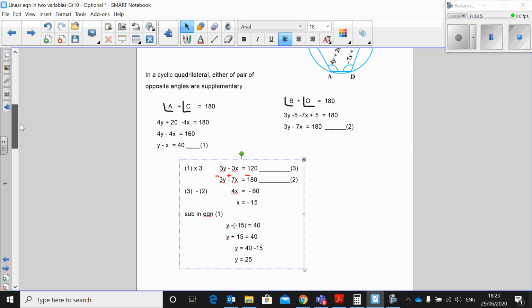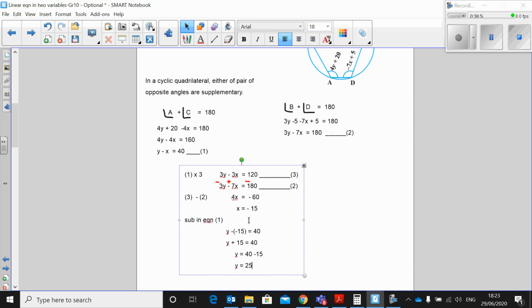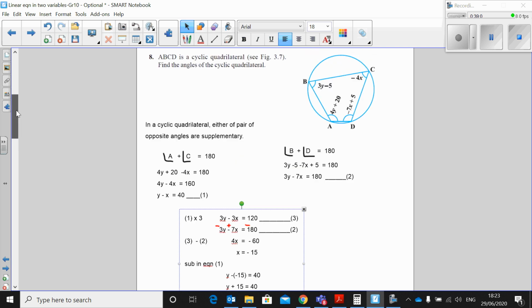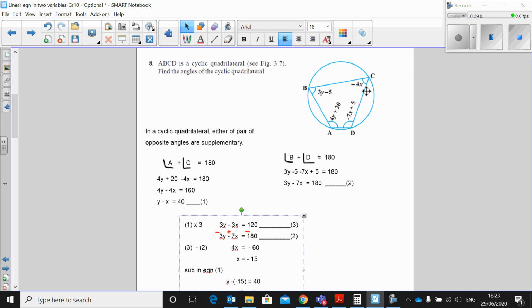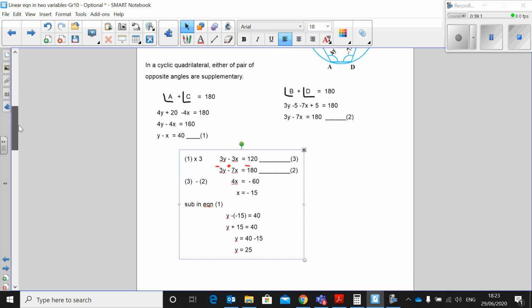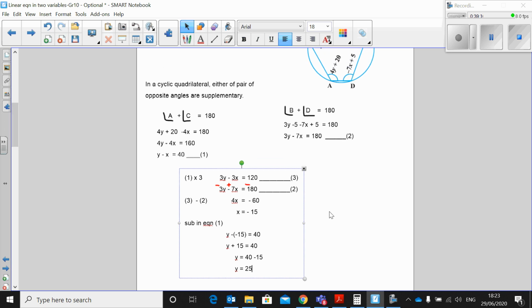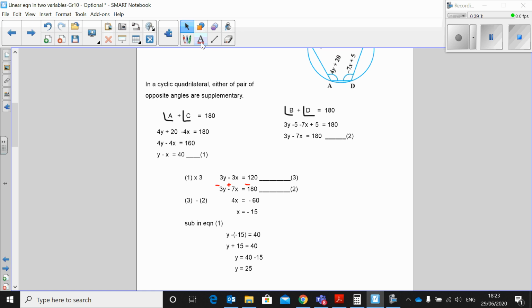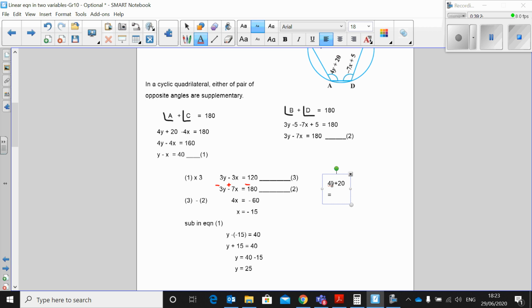Is it possible for an angle to be negative? This is not an angle, remember, this is the value of x. Angles are different. Angles are minus 4x, minus 7x plus 5, 4y plus 20, and 3y minus 5. These are just x and y values. We have to find out the angles now. So let us start finding the angles. The first angle is A. Angle A equal to 4y plus 20, which is equal to 4 times 25 plus 20, which is equal to 120, correct?